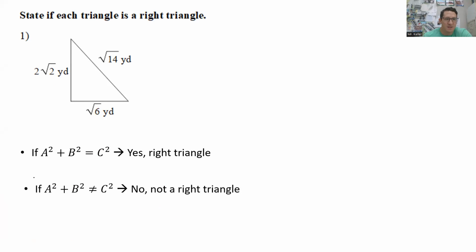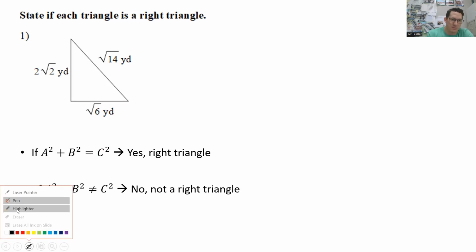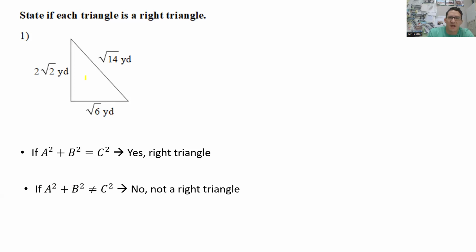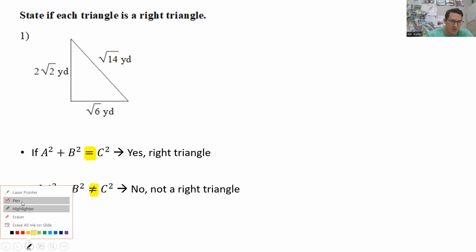We have our side lengths. If a squared plus b squared is equal to c squared, then it is a right triangle. All right. So we're given all the side lengths. Yesterday we were given two of the side lengths and we're trying to find a third. Now we're given all the side lengths. If a squared plus b squared is equal to c squared, it's a right triangle. But if it's not equal to c squared, it is not a right triangle. So let's get to it.